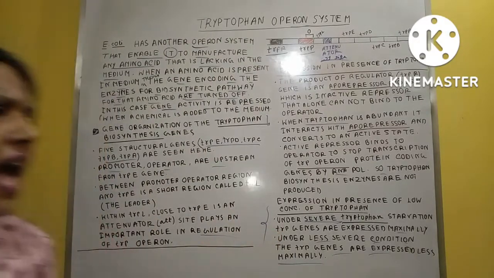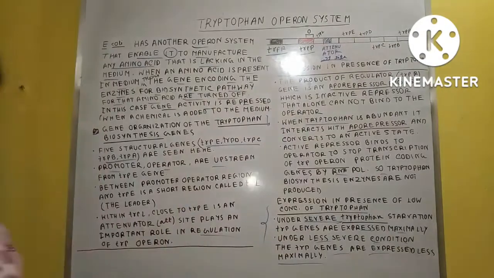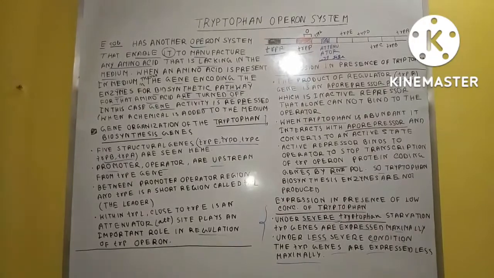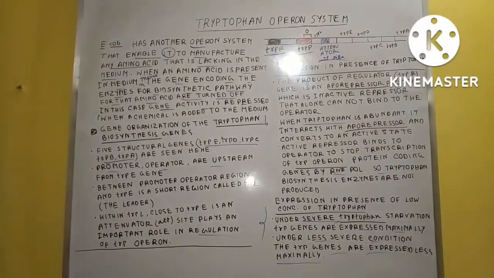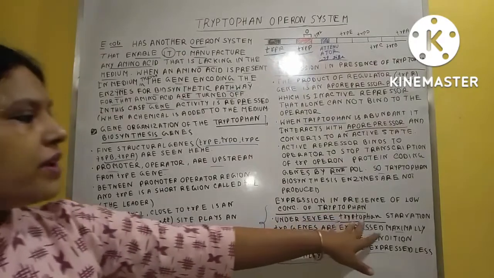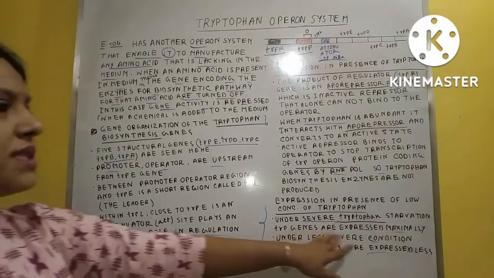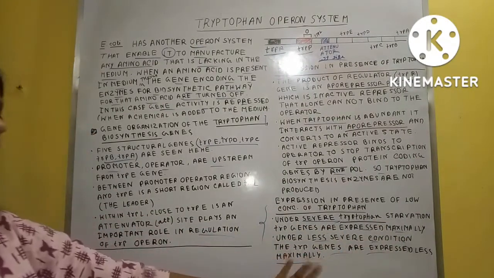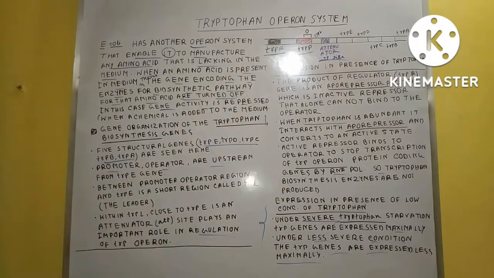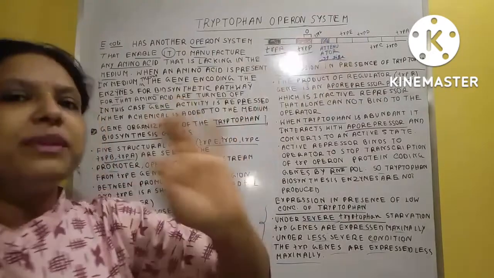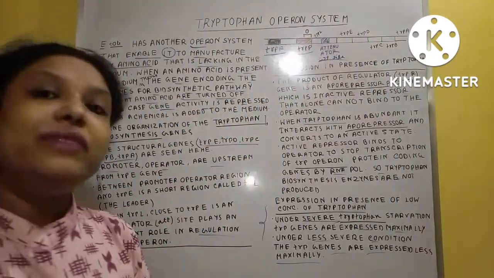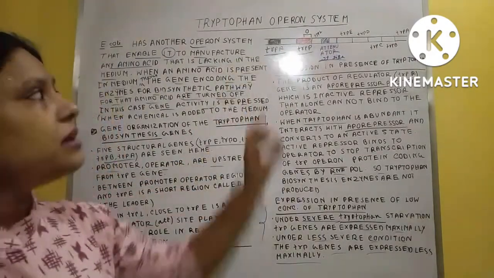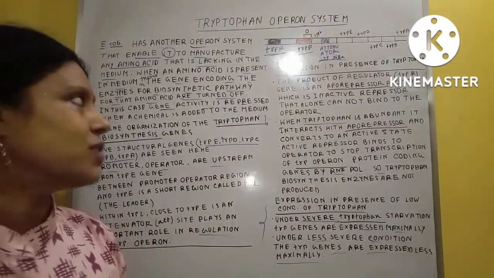What is being said here is the expression in presence of a low concentration of tryptophan, that means under severe tryptophan starvation, the TRYP genes are expressed maximally, and if the low concentration is less severe, the genes are expressed less maximally. After that we have to learn what the actual attenuator is, very briefly, because I will explain the attenuator properly in another video. So here I just briefly describe its role.